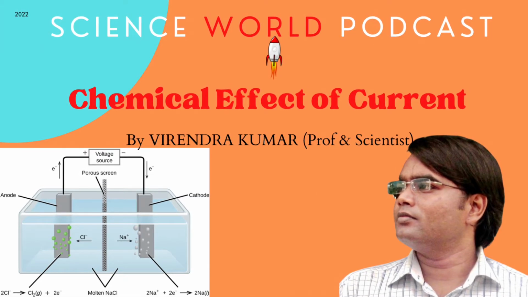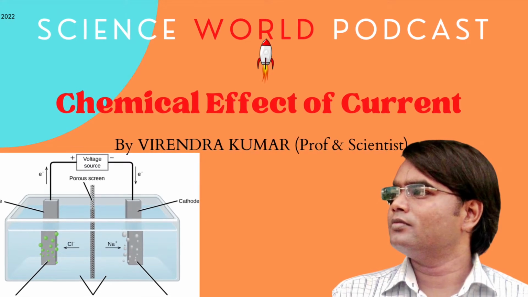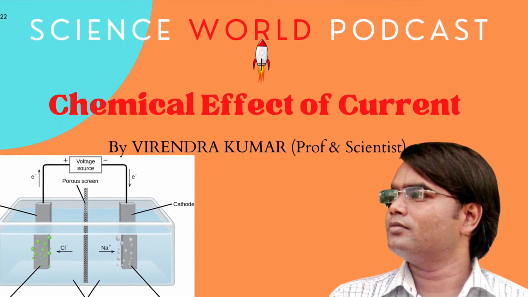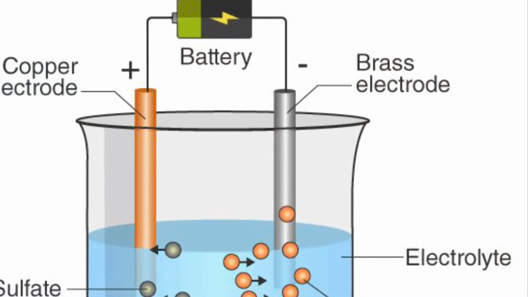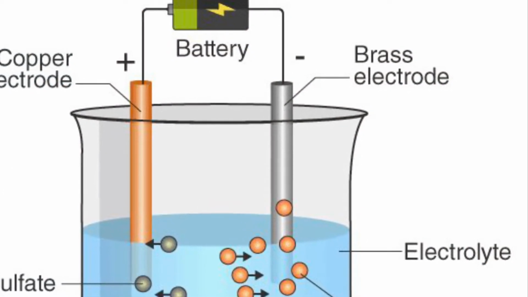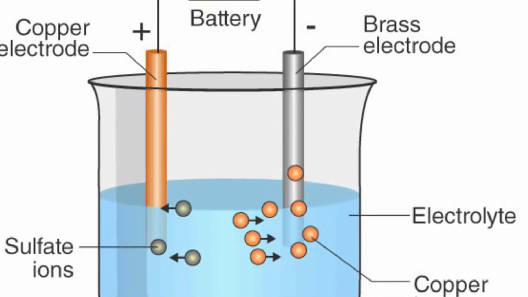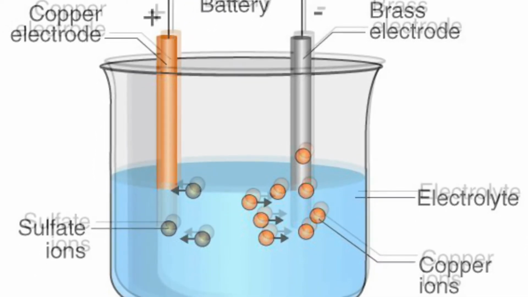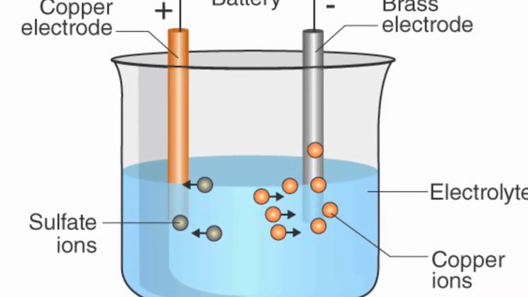When an electric field is applied between the two electrodes dipped in the solution, the positively charged ions move towards the negative electrode, that is called the cathode, while the negatively charged ions, here anions, move towards the positive electrode, known as anode, and get discharged there.